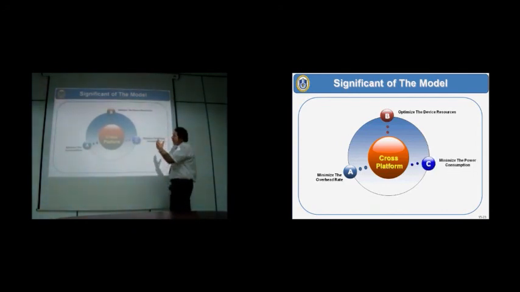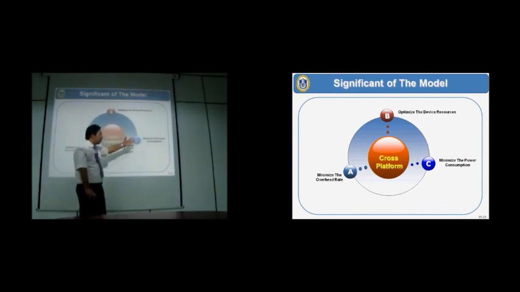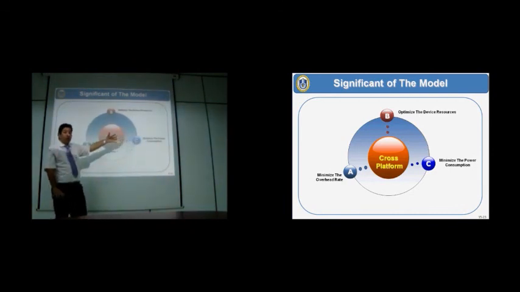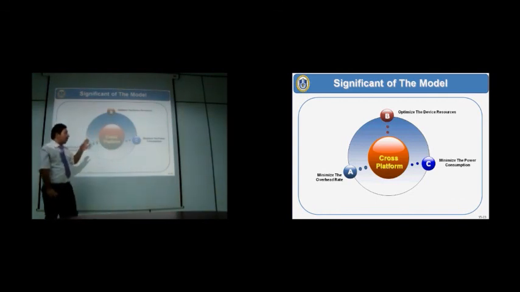The third significance is to minimize the power consumption. Power consumption is the main concern of our research because power is a very important issue for mobile devices. As we mentioned before, the mobile device depends mainly on the battery as the main source of power.